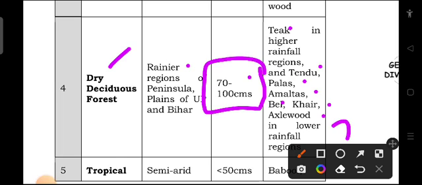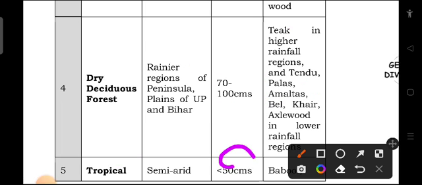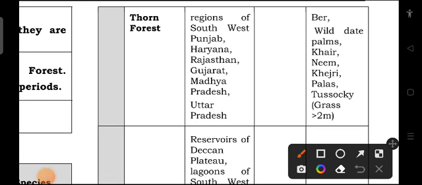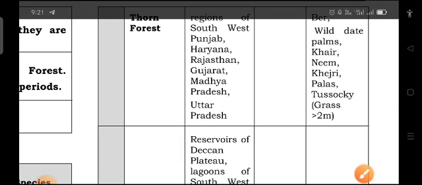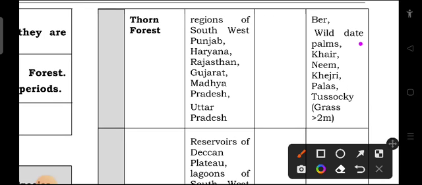So next type is tropical thorn forest. The rainfall is less than 50 centimeter, and babul is a kind of tree, and they are the semi-arid regions of southwestern Punjab, Haryana, Rajasthan, Gujarat, Madhya Pradesh and UP. So basically these are the desert region. And the other types of trees are wild date palms, khair, neem, khejri, palas, tussock. These are the grass which are greater than 2 meter.